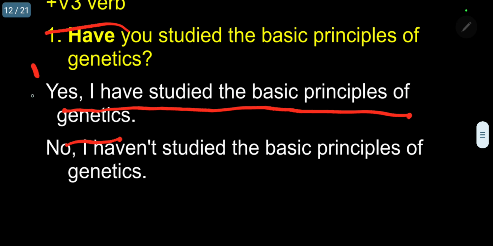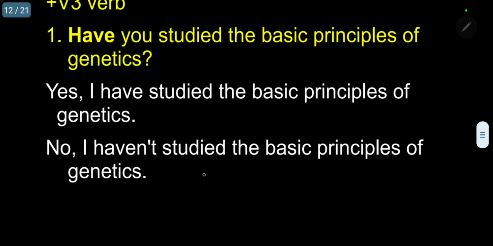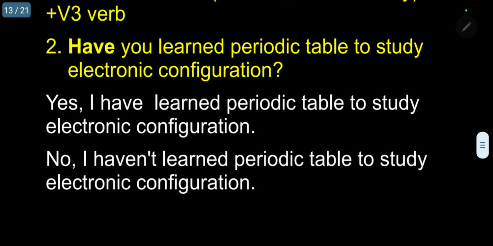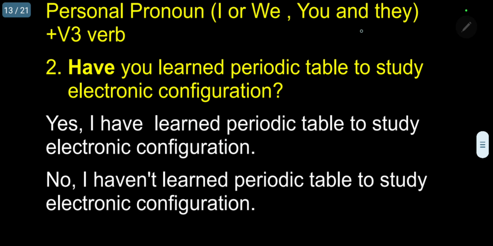So, I have to use "I". Otherwise, no, I haven't studied the basic principles of genetics. Please follow, this is sentence 1. Then question number 2: Have you learned the periodic table to study electronic configuration? This comes under chemistry. Without studying the periodic table, we cannot do anything. We can do magic with the periodic table.